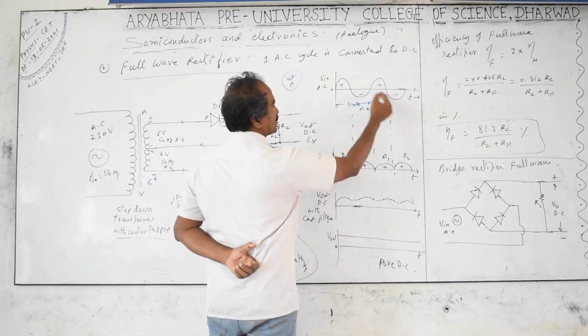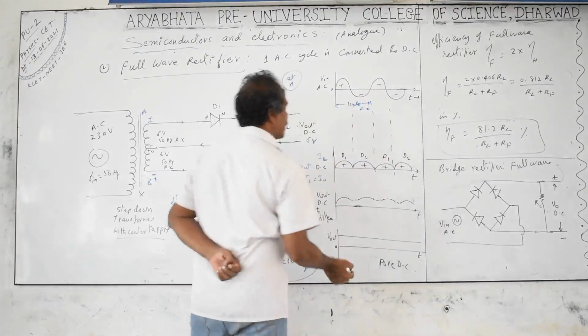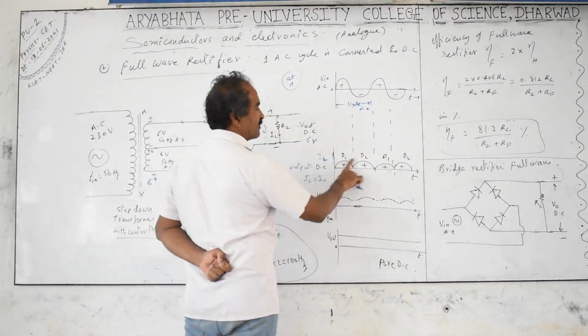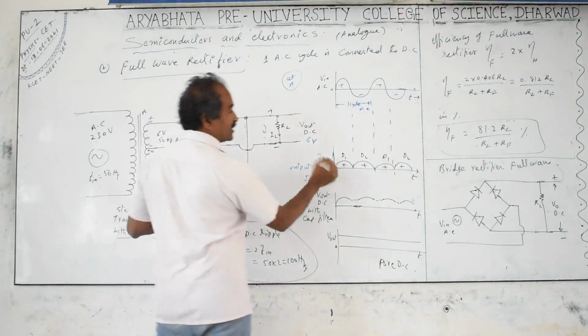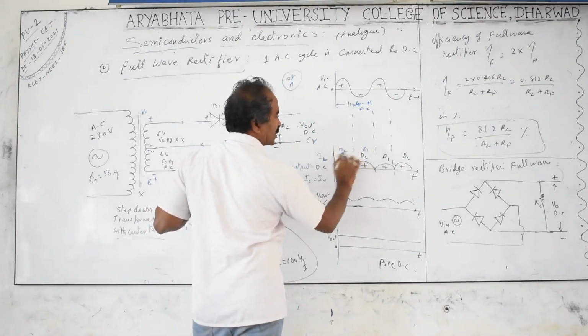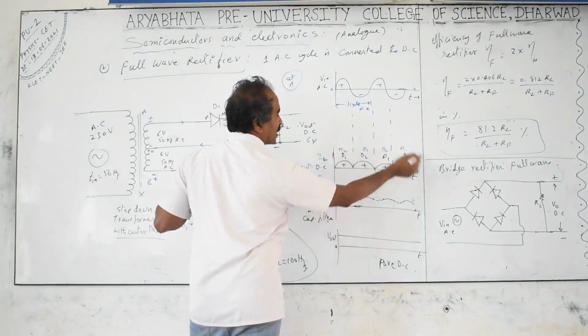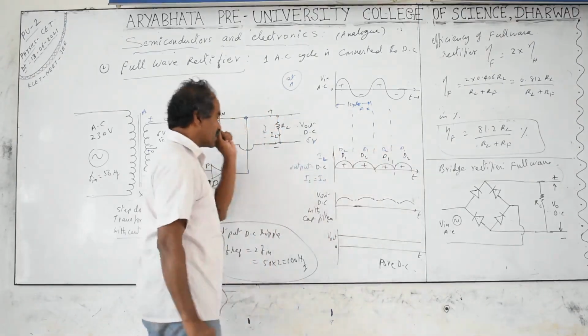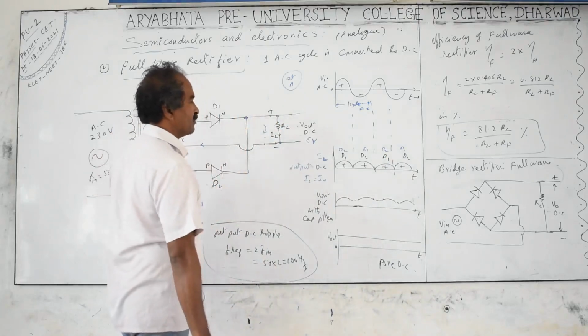Again the cycle is repeated: D1, D2, D1, D2, alternately changing. But it's not compulsory that it should be D1, D2, D1, D2. It can be that D2 is forward biased first, then D1, alternately, D2, D1, or D1, D2. Either can be positive or negative; that is not in our control. When you switch on, the polarities suddenly change alternately.